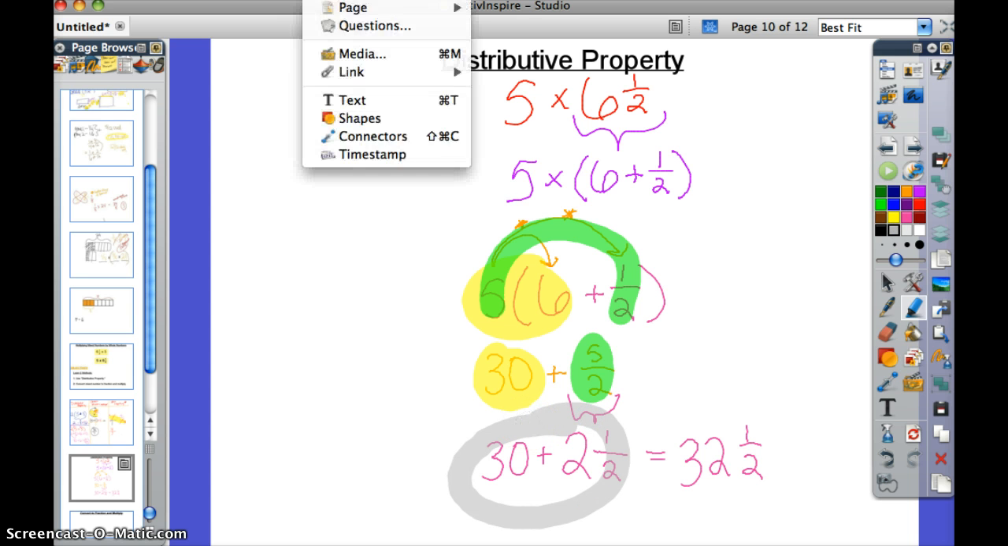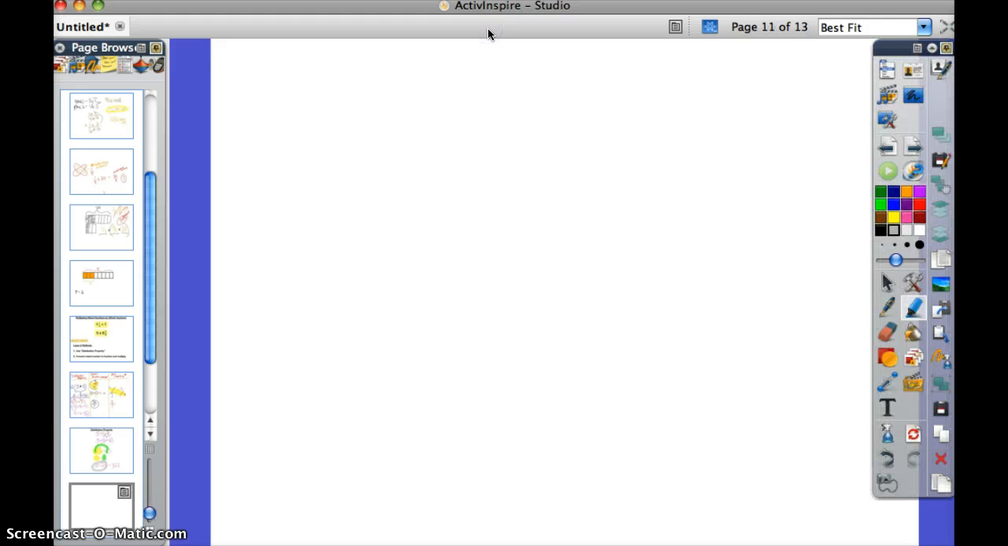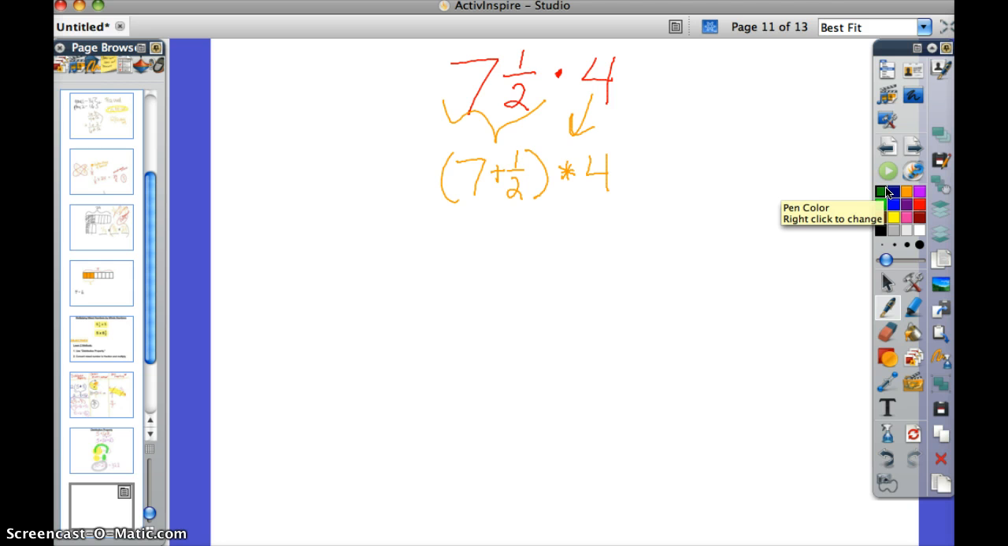Okay, let's do one more example of that. I want you to write that one down in your notes, but this is just one more for extra help. So let's do 7 1/2 times 4. Remember that 7 1/2 is the sum of 7 wholes and 1/2, and we're going to multiply that sum by 4. Now I'm going to rewrite this so that I can recognize it as using the distributive property, with the 4 on the outside of this sum.